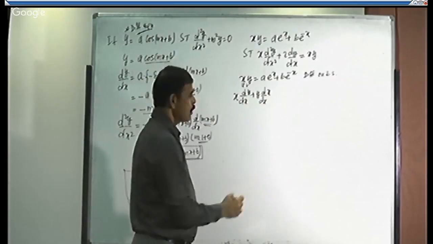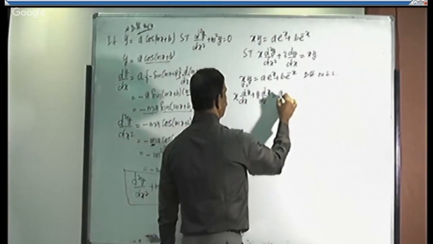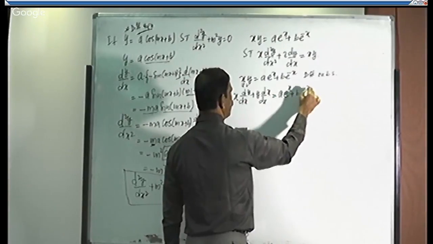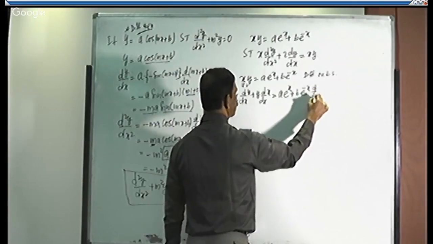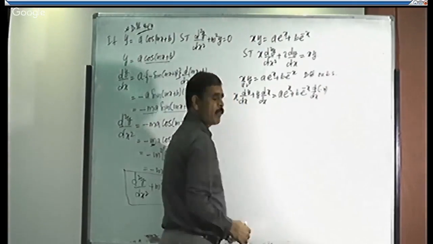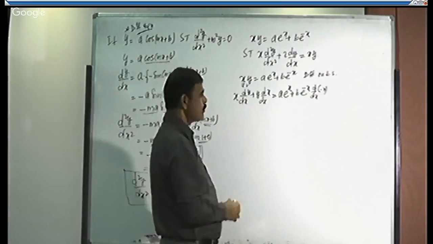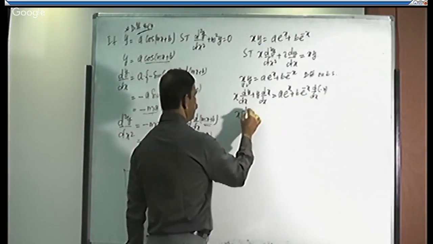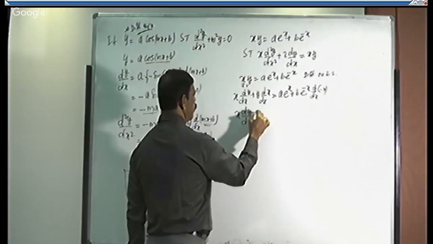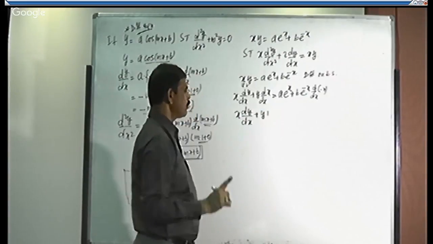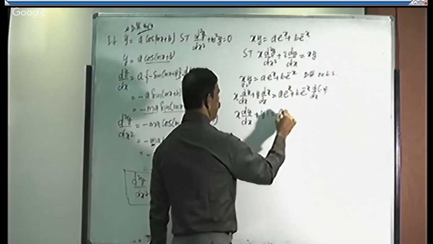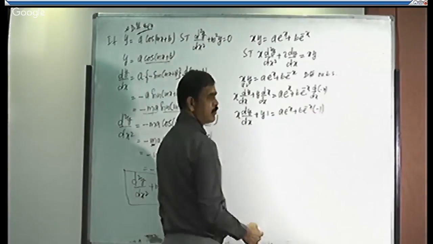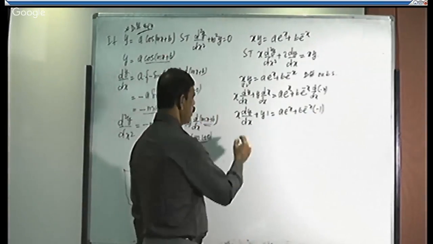At the right side, a into e power x differentiation is e power x, plus b into, for e power minus x, it is e power minus x into d by dx of minus x. x into dy by dx plus y into differentiation of x, which is 1, is equal to a e power x plus b e power minus x into differentiation of minus x, which is minus 1, right? It becomes what?